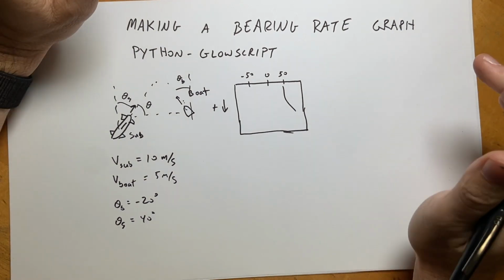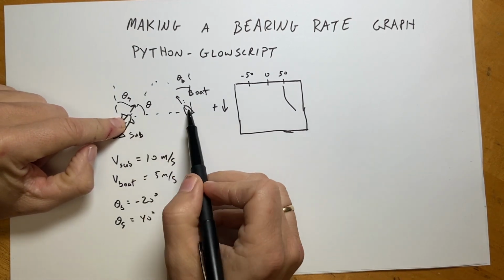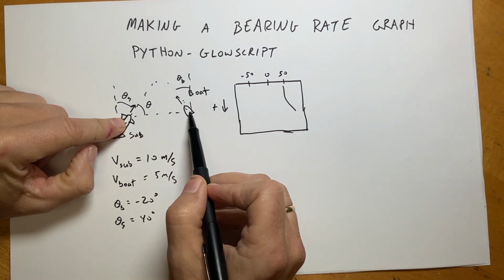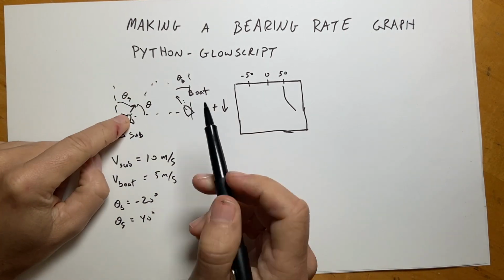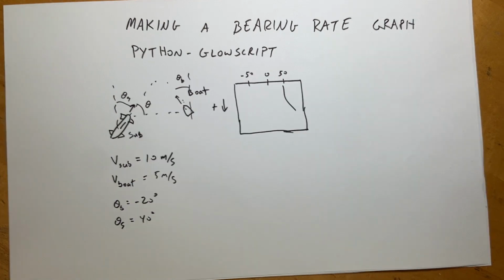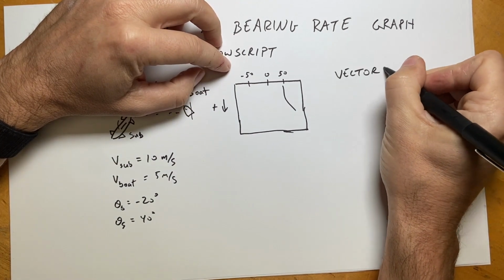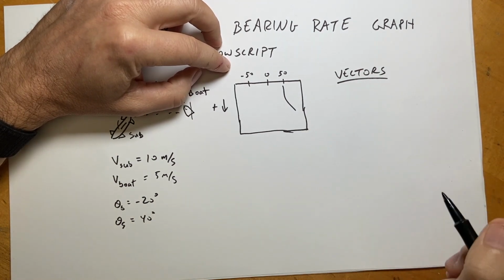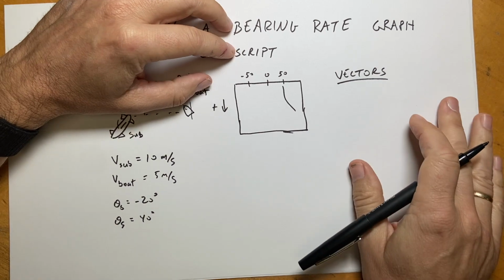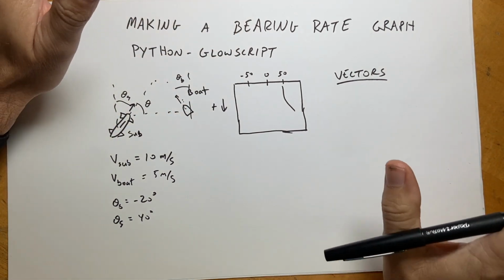Okay. So how do I get the angle, this angle theta, of the position of the boat relative to the direction the sub is moving? So we're going to need to use some vectors here. Vectors. So if you haven't used vectors, then we may have some trouble. But in short, a vector is a variable with more than one dimension.